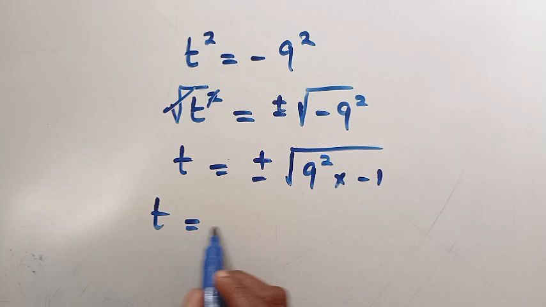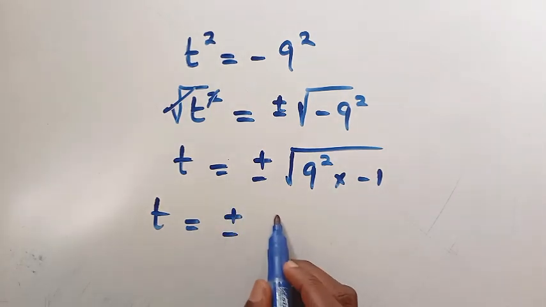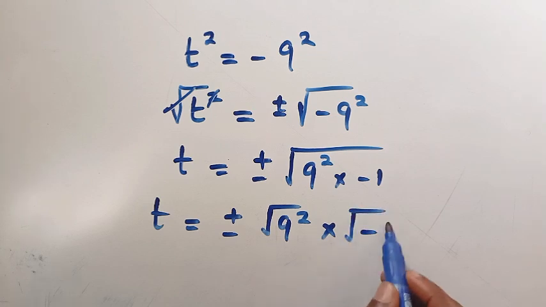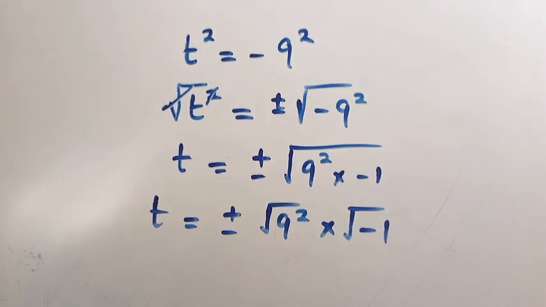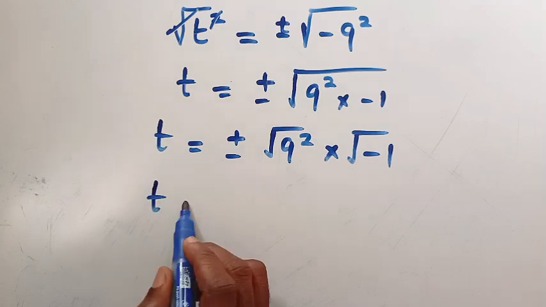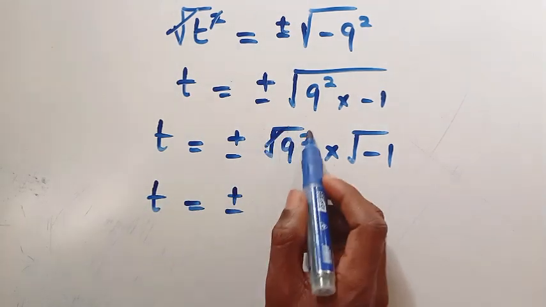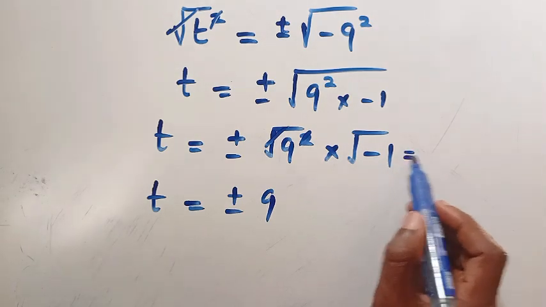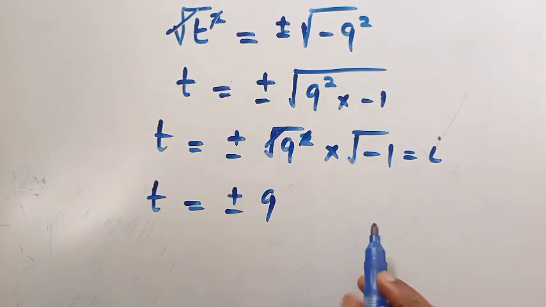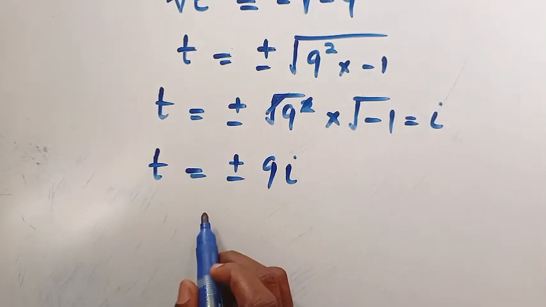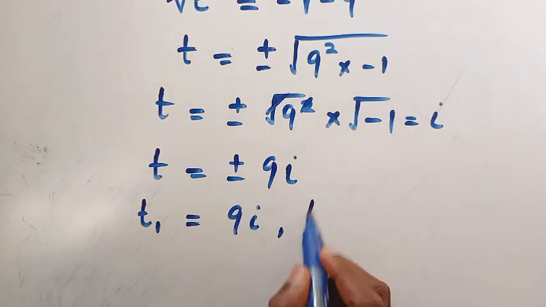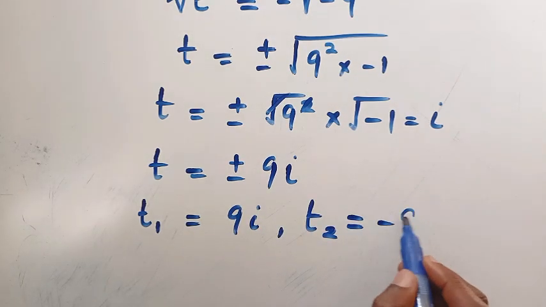And by separating this, we have t equals plus or minus the square root of 9 squared multiplied by square root of minus 1 by rule of surds. Then t equals plus or minus, this cancelled, and we have 9. So square root of minus 1 is given as i, that is iota, a complex root. So we have 9i. There are two values here. We have t1 equals 9i, and we have t2 equals minus 9i.